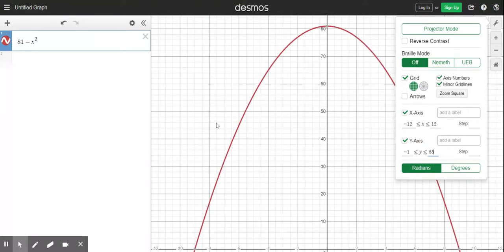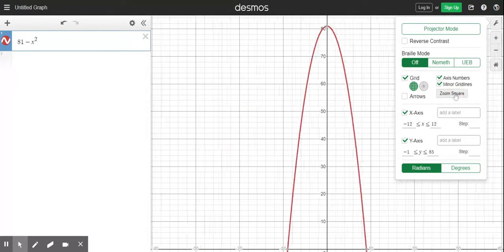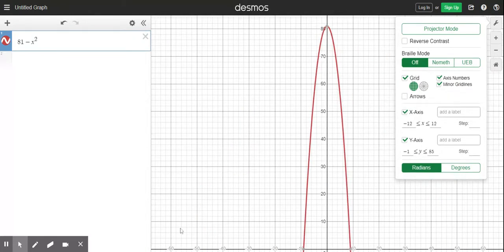And there it is. Now, notice here, I have this option where I can do a zoom square, and it'll kind of make everything a square for me. I'm not feeling that one, but you see how we can change everything that we need to. All right, so that's what 81 minus x squared looks like.